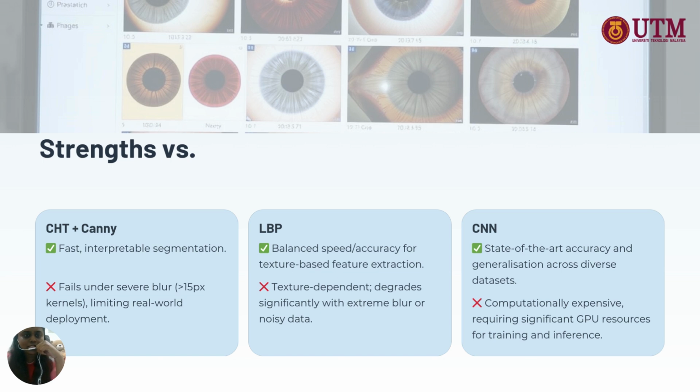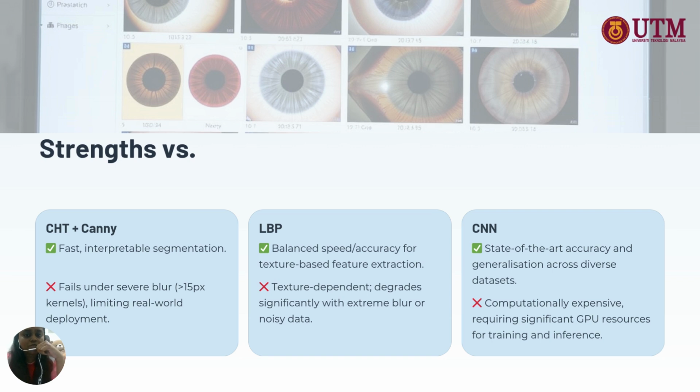For that, we see the strengths and limitations. CHT and Canny have faster, interpretable segmentation, but fail under blur, with 15% accuracy, which limits real-world deployment. LBP balances speed and accuracy for texture-based feature extraction, but its performance degrades significantly with extreme blur or noisy data.